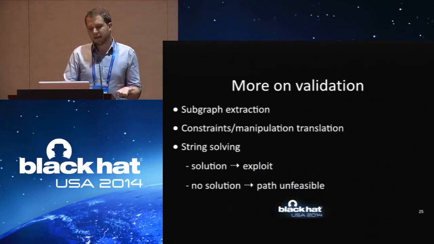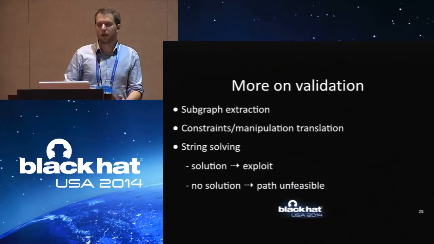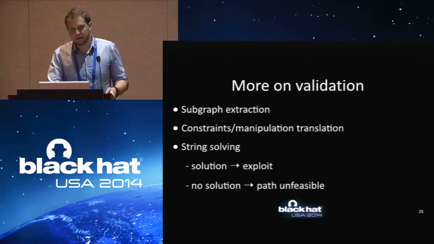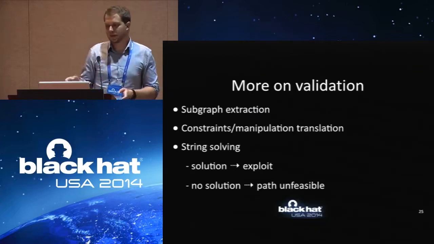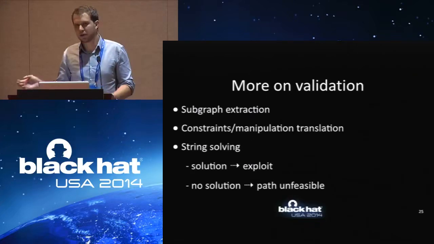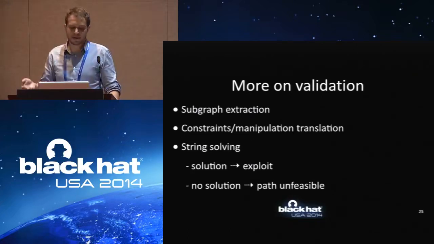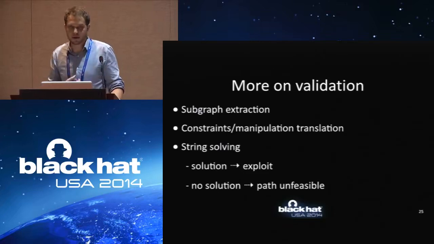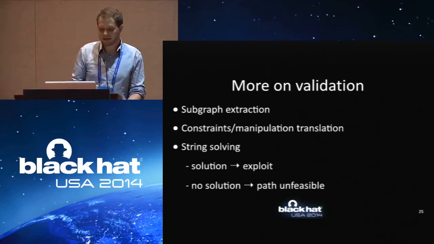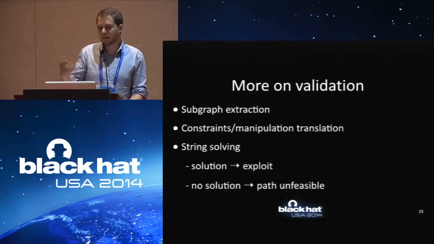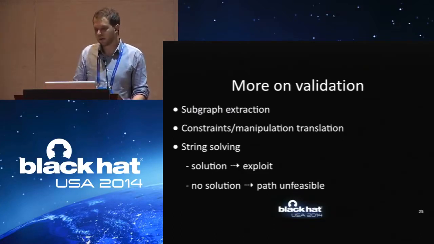And then we translate all the constraints and the string manipulation into some formal representation. And then we take this formal representation and we give it to a string solver. And by querying this string solver, if the string solver is actually able to give us a solution, we say we have an exploit because the string will match all the constraints along the path. If we have no solution, then we say that that path won't be feasible.